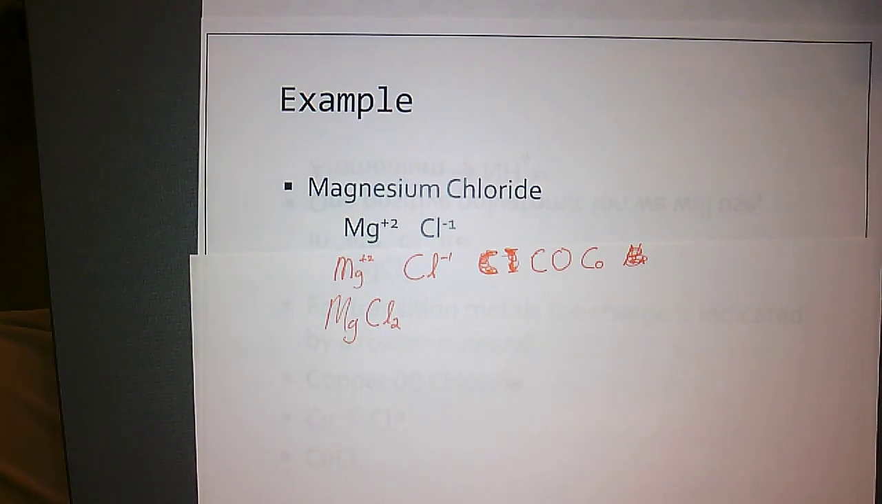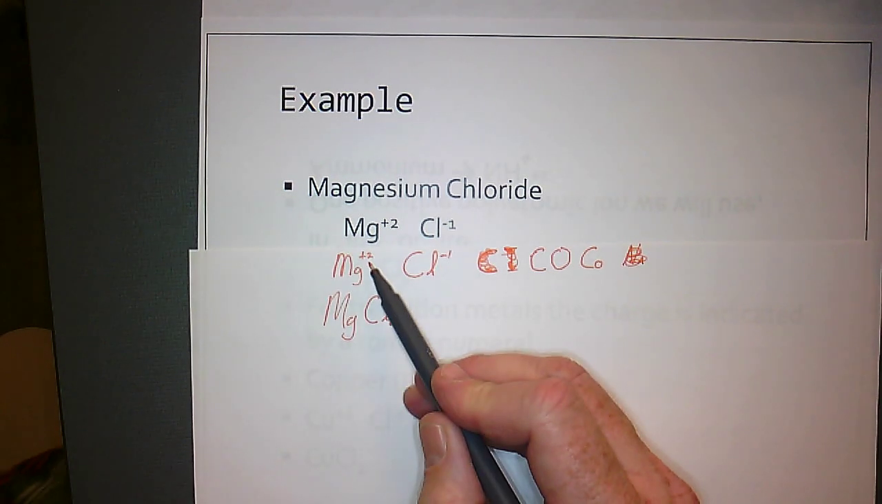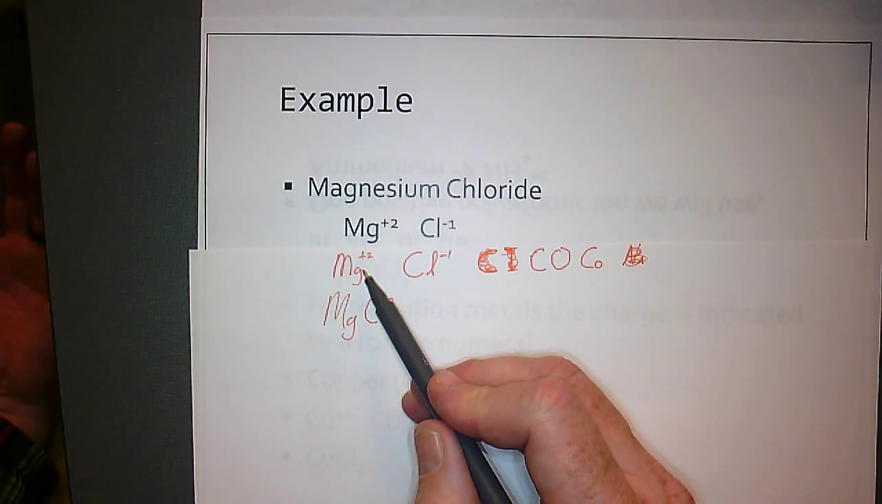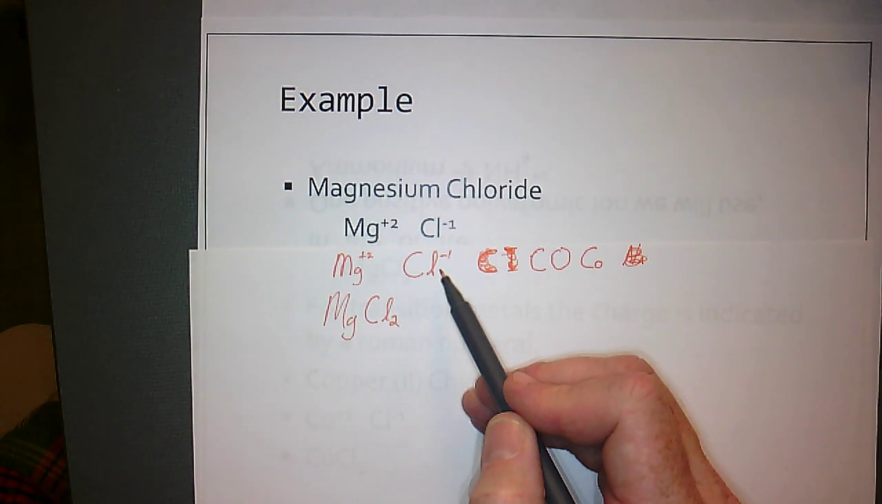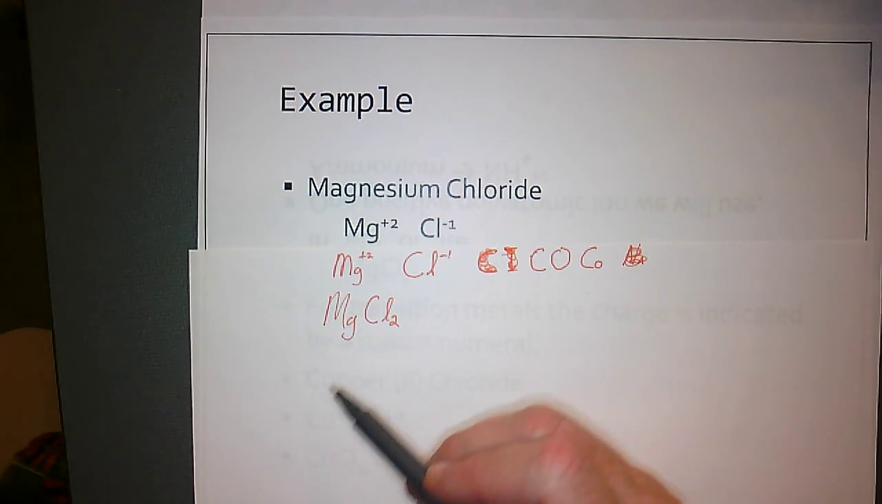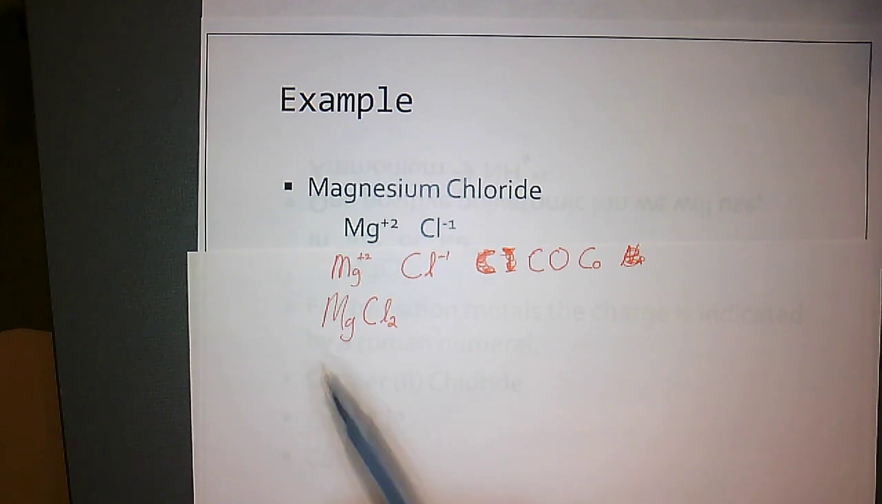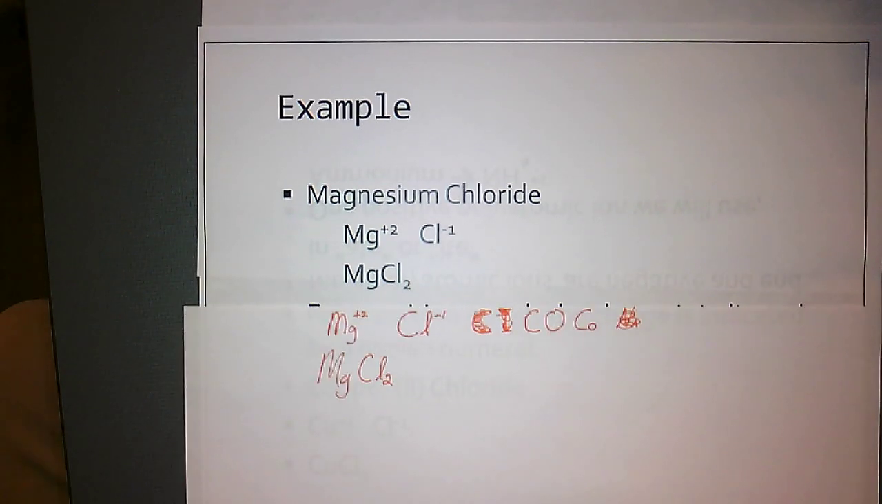Do you guys see that? So MgCl2. Now, we can double check it, because what does the charge have to come out to be? 0. So 1 times positive 2 is positive 2. 2 times negative 1 is negative 2. 2 minus 2 is 0. Okay? All right.